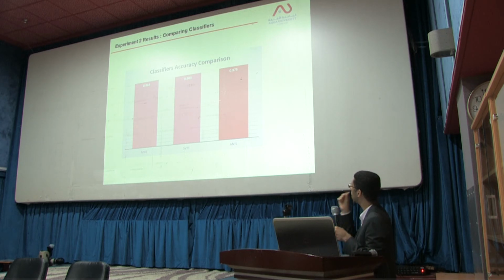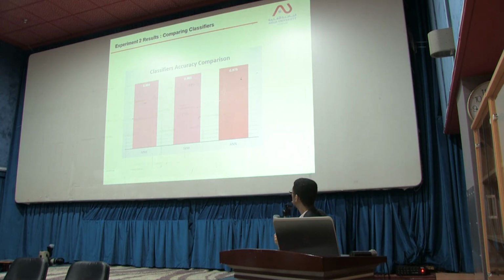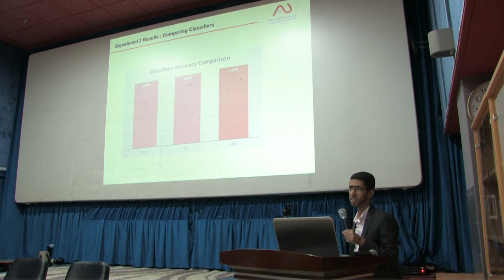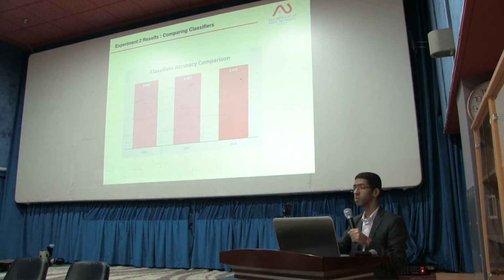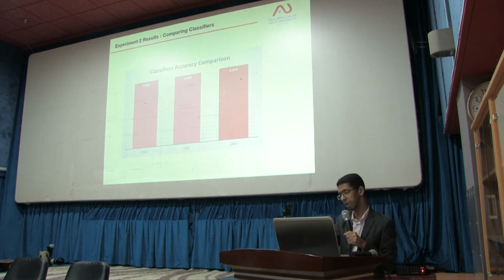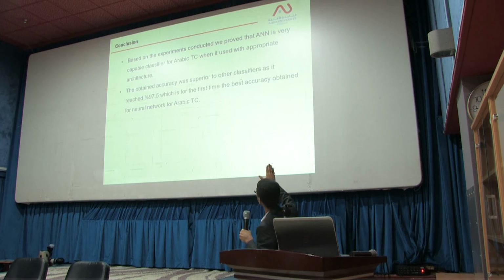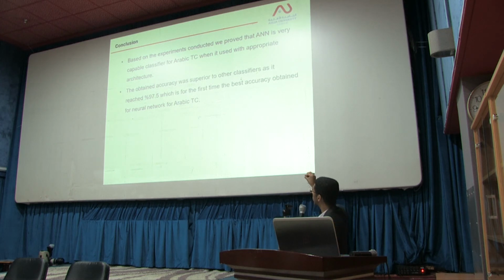Just my conclusion for that: ANN is the best classifier in my experiments, which got 97.5%, and this is a very excellent rate when we compare to Arabic literature. That means that a neural network is a very good approach to be used for Arabic text classification. Based on the experiments conducted, we proved that ANN is a very capable classifier for Arabic text classification when it's used with an appropriate architecture. Second, the obtained accuracy was superior to other classifiers, and it reached 97.5%, which is, for the first time, the best accuracy obtained with a neural network for Arabic text classification.